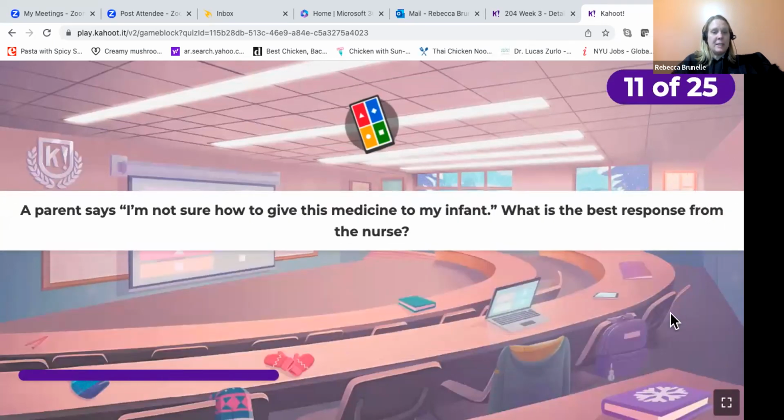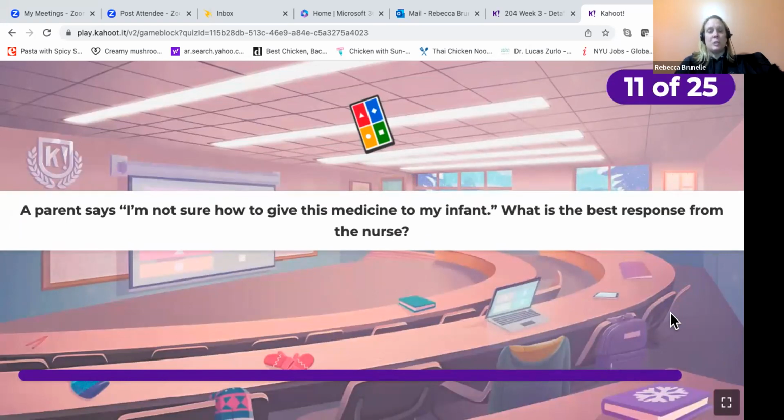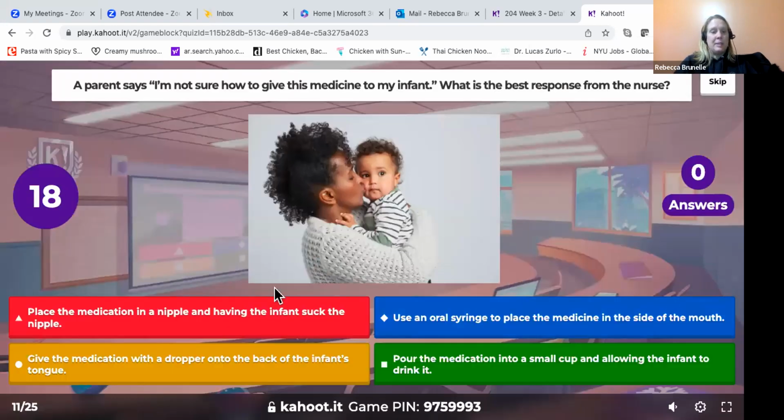A parent says, I'm not sure how to give this medication to my infant. What is the best response from the nurse? Place the medication in a nipple and have the infant suck the nipple. Give the medication with a dropper into the back of the infant's tongue. Use an oral syringe to place the medicine on the side of the mouth, or pour the medicine into a small cup, allowing the infant to drink it.